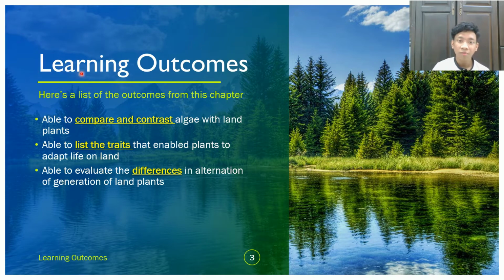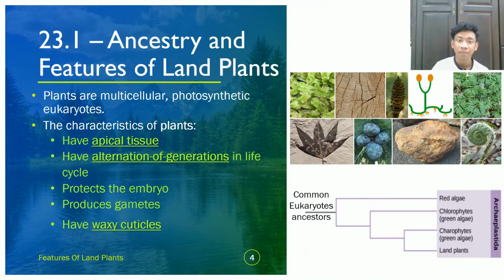The learning outcomes for this chapter are: we will be able to compare and contrast algae with land plants; we will be able to list the traits that enable plants to adapt to life on land; and we will be able to evaluate the differences in alternation of generations of land plants.